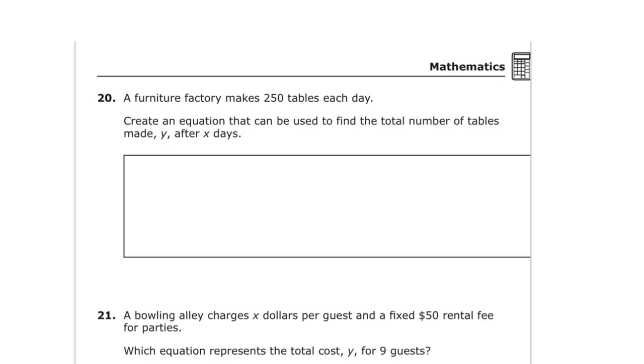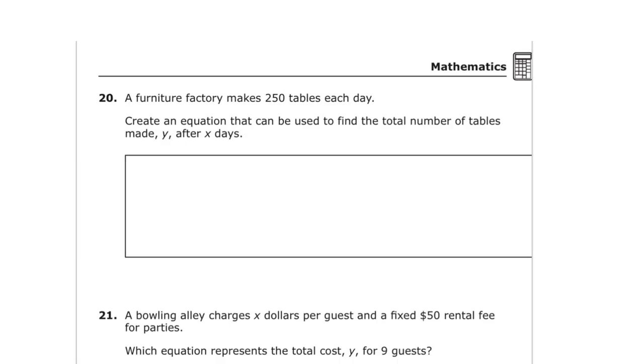Okay. Problem number 20. A furniture factory makes 250 tables each day. Create an equation that can be used to find the total number of tables made Y after X days. So they're kind of spelling it out for you, which is nice. The total number of tables is Y. And then, X represents the amount of days gone by. So I think my student watching recognizes, I'm sure, that the equation would be something like total tables made.